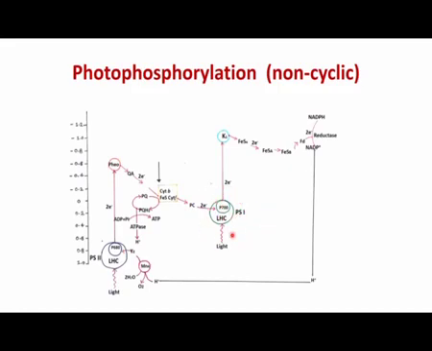Photosystem 1 again excites the electron with the help of the light, and these electrons are then taken up by vitamin K1, and then a series of ferredoxin complexes, and ultimately they reach the NADP reductase, which utilizes these electrons to reduce NADP plus to NADPH. As a result, in non-cyclic photophosphorylation we see the generation of not only ATP, but also NADPH, and both of these molecules are required for downstream chemical reactions.